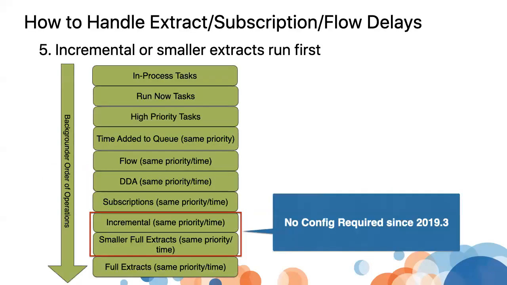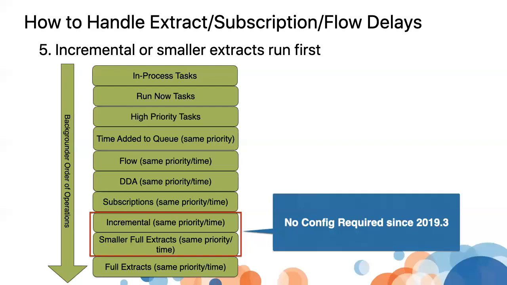All right, moving on to number 5. Incremental or smaller extracts run first. Well, this is great. Think about it. Let incrementals run first, let smaller ones run first. In the old days, you had to do a TSM command, a TSM configuration change, to enable this feature. Now, since 19.3, this is automatic. There's no configuration required anymore. The incremental and the smaller ones will go first.